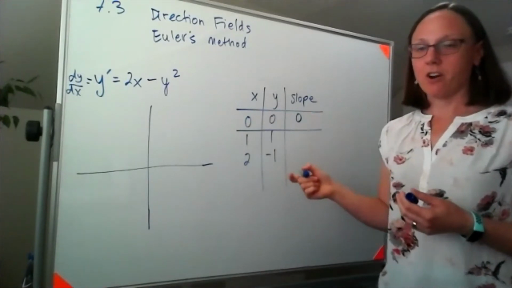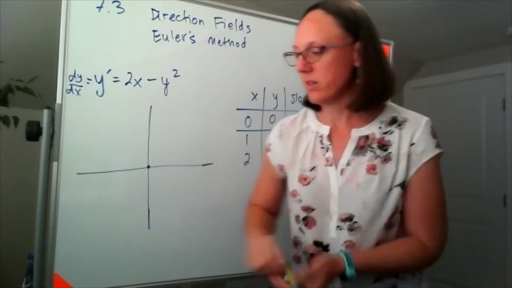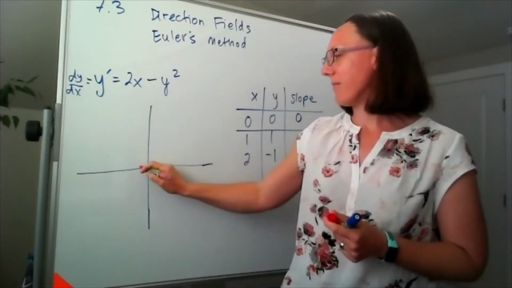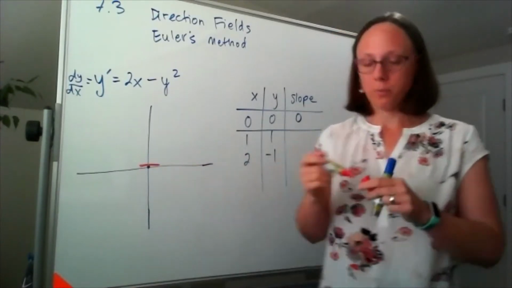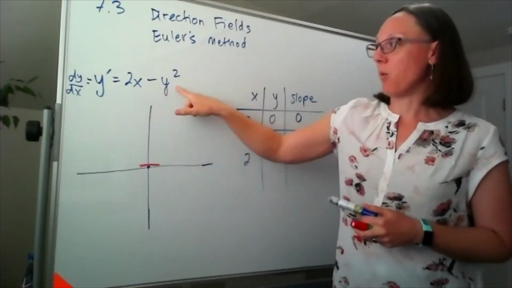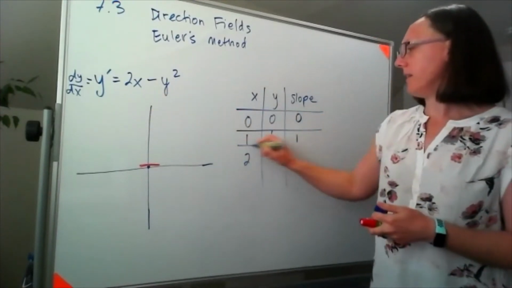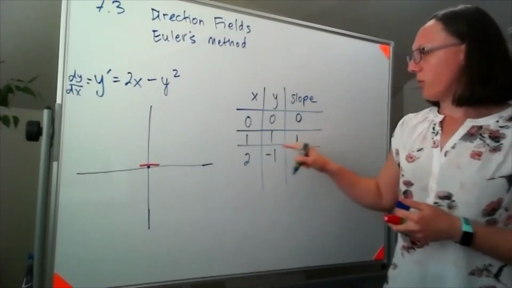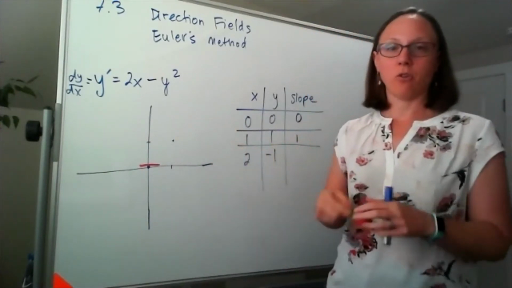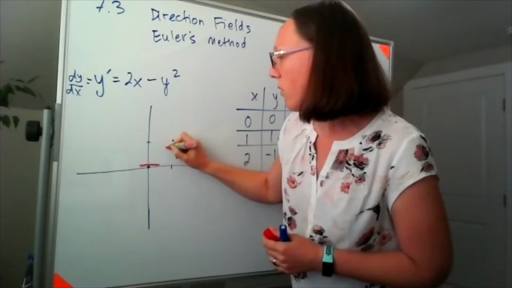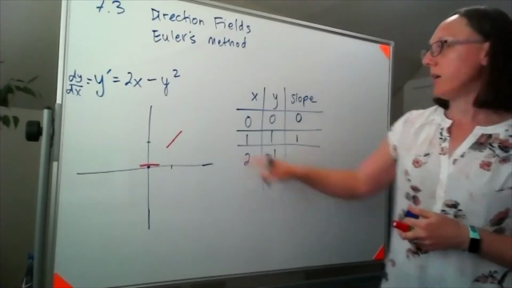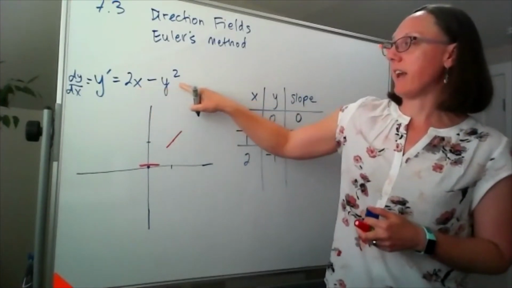And that slope of 0 means that at the origin, let me do this maybe in a different color. We'll see if it gets too smeary. At the origin, I'd have a little bit of a flat slope. At the point (1, 1), if I plug in 1 for x and 1 for y, my slope would be 1. So at the point (1, 1), I would draw in a slope that has a rise of 1 and a run of 1.